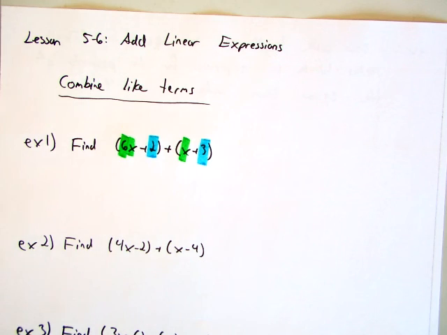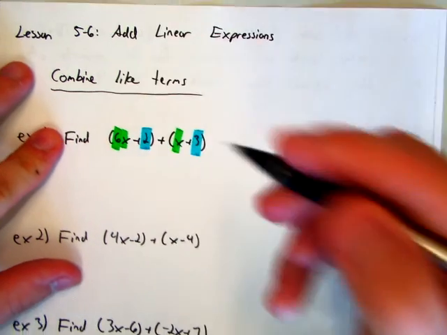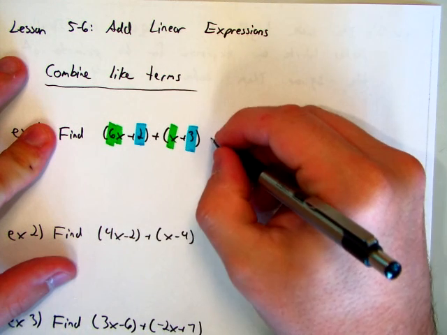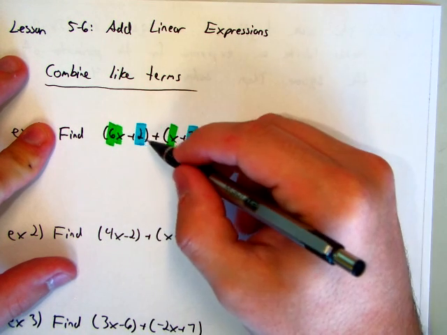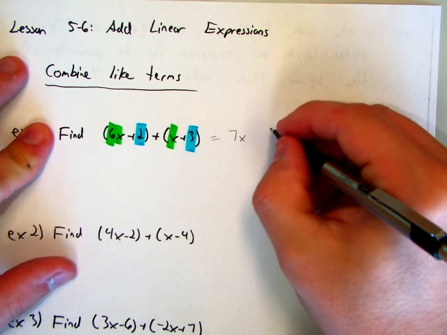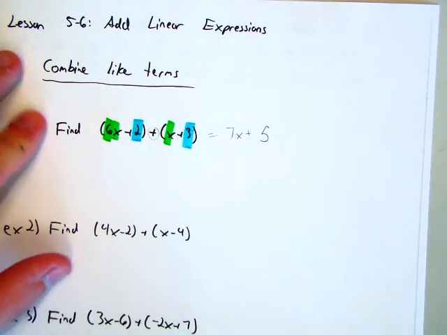So when we combine like terms, we want to combine the green two together. So 6x and x would be 7x. And 2 and 3 is 5. And because we're adding here, we're going to add here.